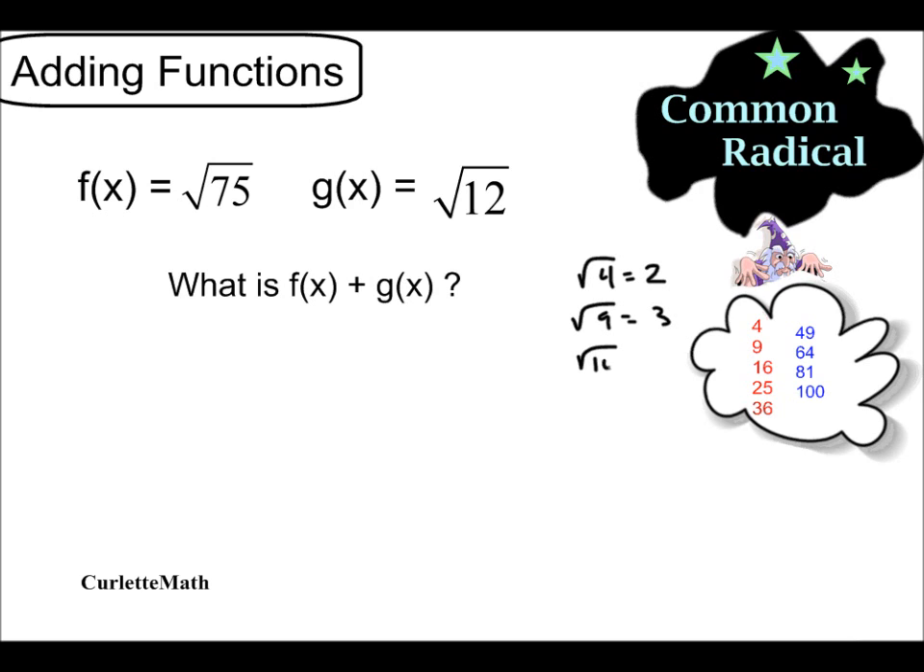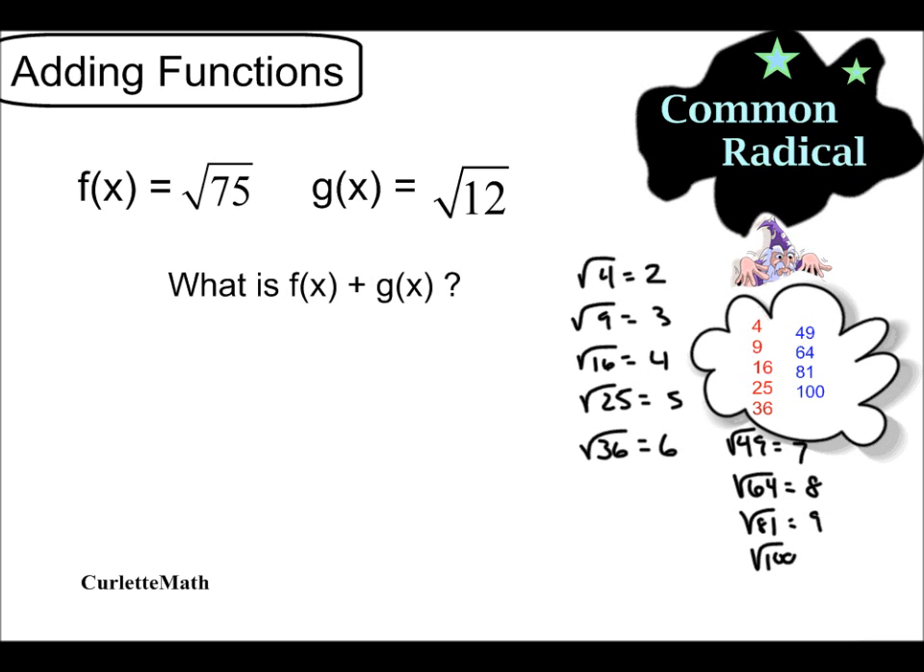We take the square root of 16, we get 4. The square root of 25, we get 5. The square root of 36 is 6. The square root of 49 is 7. The square root of 64 is 8. The square root of 81 is 9. The square root of 100 is 10.